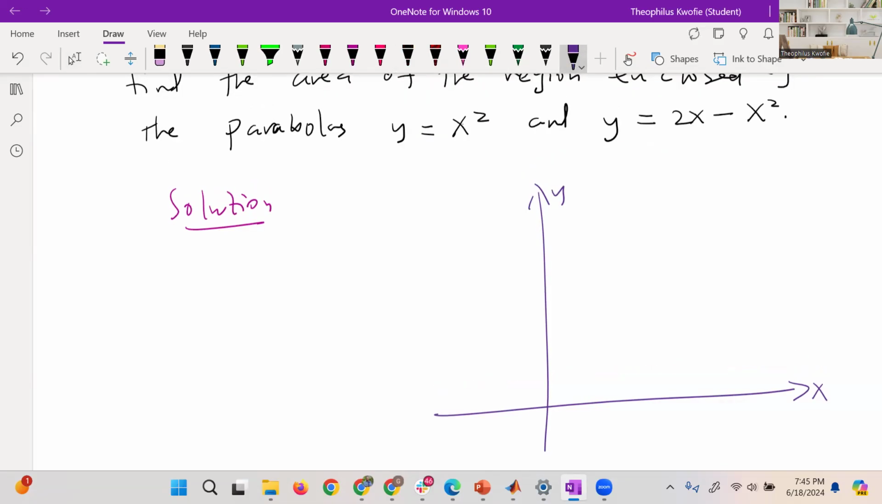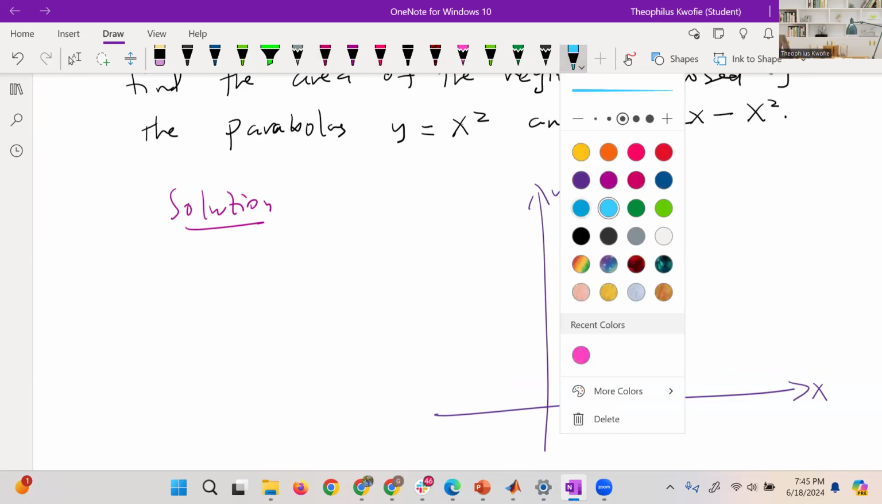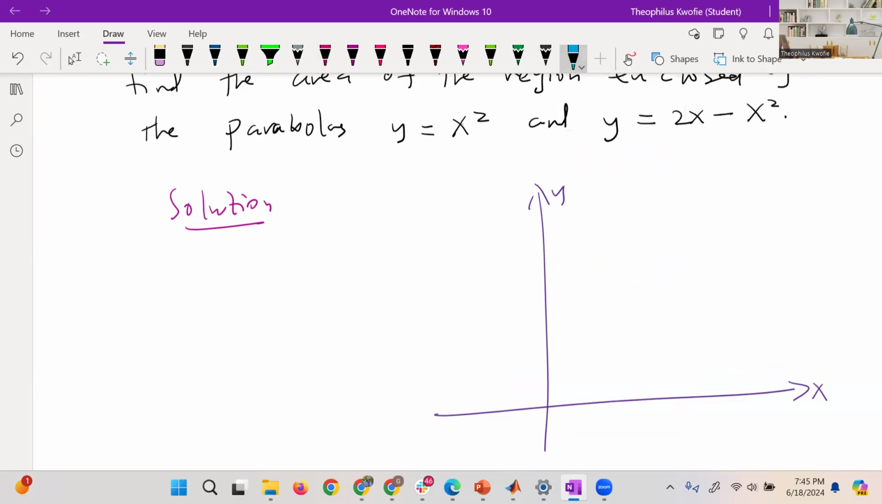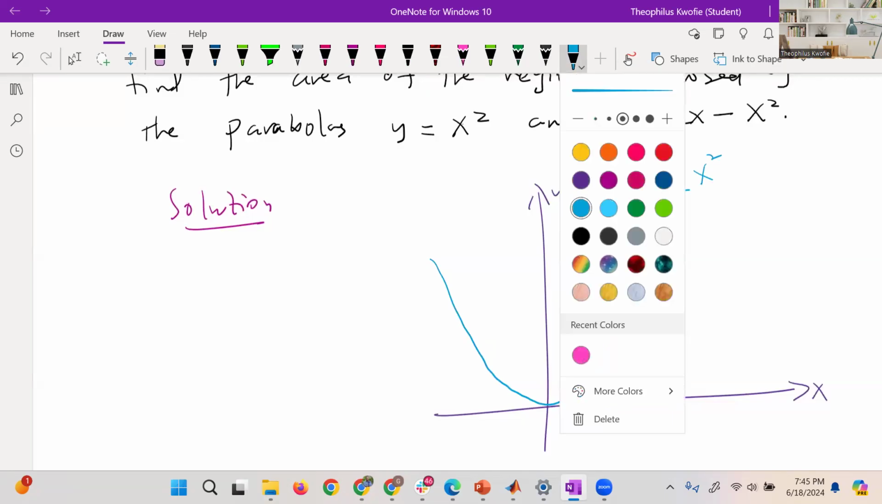Now, what is the graph of y equal to x squared? Obviously it will pass through the origin. Since it is passing through the origin, we should have something beautiful like this. So this is our graph of y equal to x to the power 2.